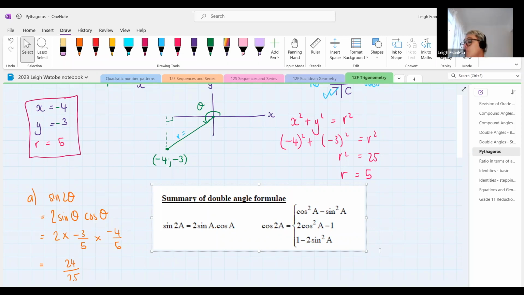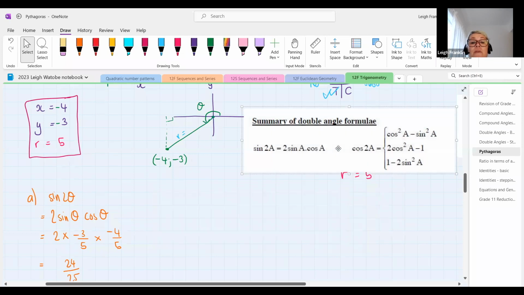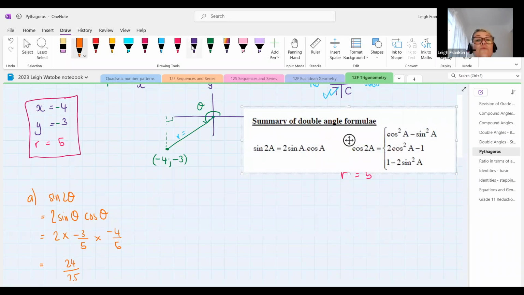I don't know why, I just seem to have a preference for 2 cos squared theta minus 1. But it really doesn't matter which one of them you decide to use. So I'm just going to stick that out of the way. You do not have to do all 3. So when it comes to part B, they wanted cos 2 theta. So I'm choosing to write that as 2 cos squared theta minus 1.